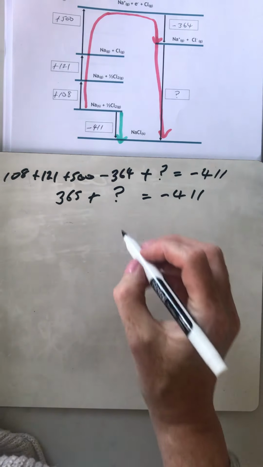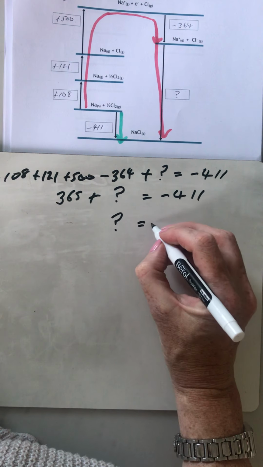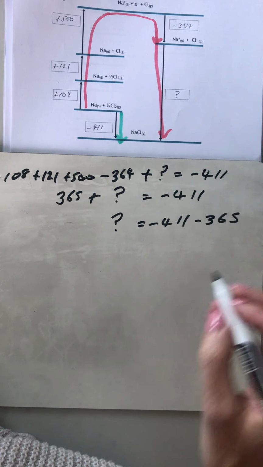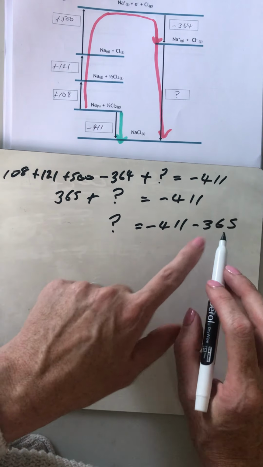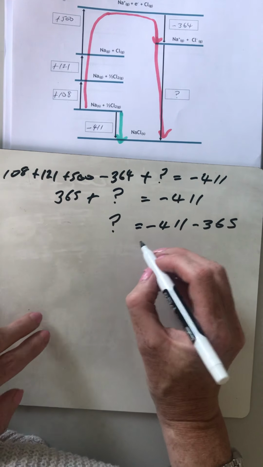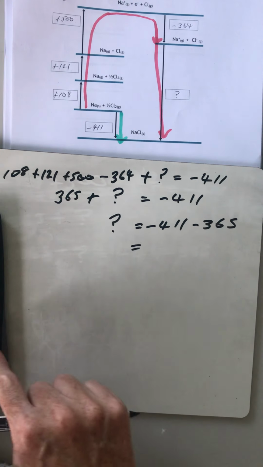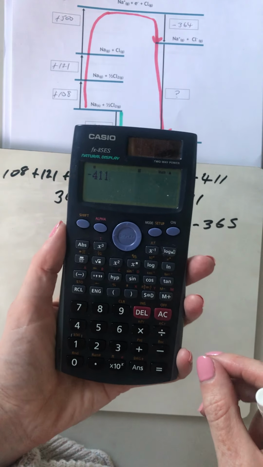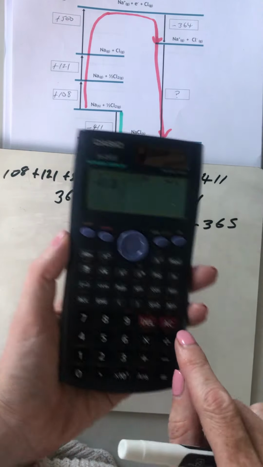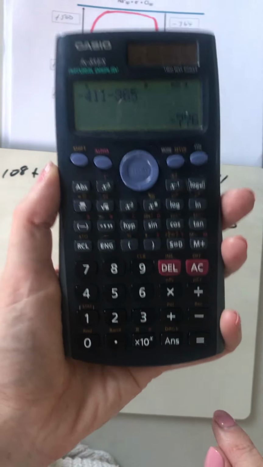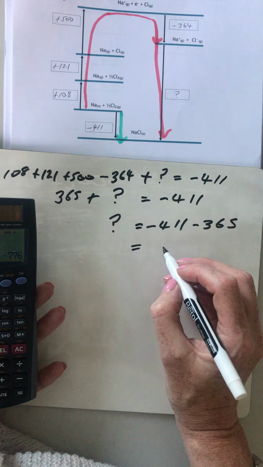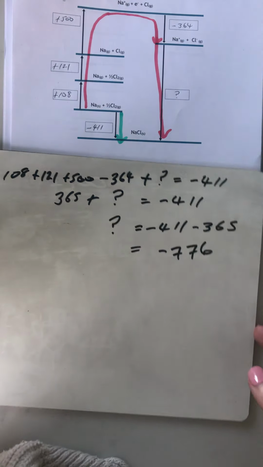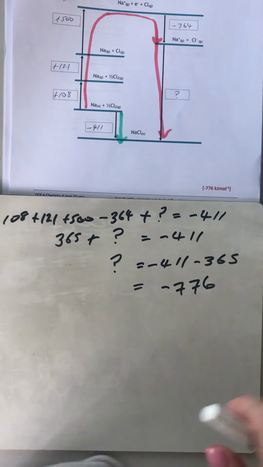And then of course we're going to rearrange that to get our unknown on its own, so that's minus 411. Take that off both sides. When you take it off both sides, you write that on this side and that just cancels out. And if you do minus 411 minus 365, you can see that equals minus 776, which of course is the answer. So that's how you do it.